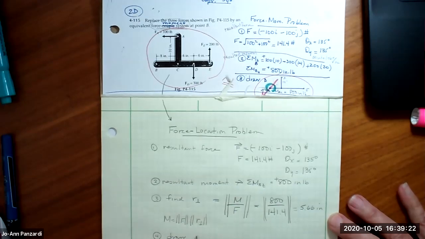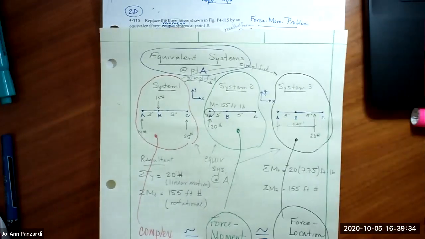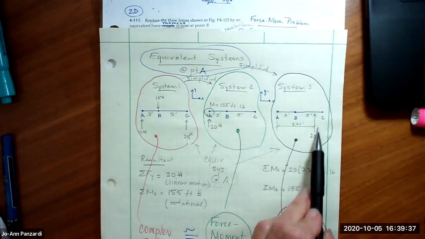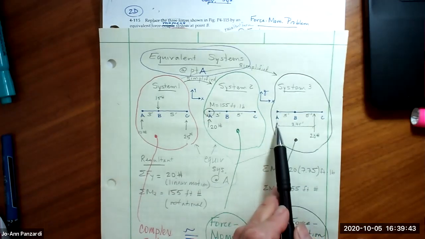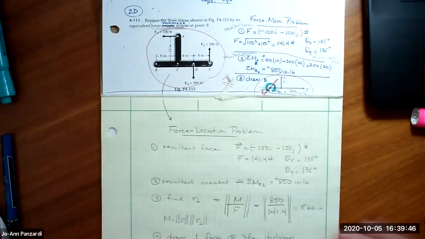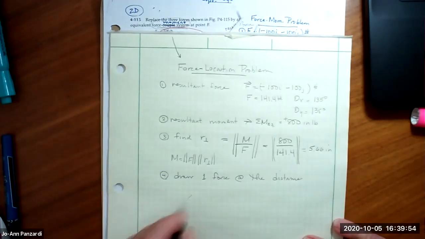The fourth step is you have to draw it. You have to draw the one force at the distance. So going back here, we have a force that's going in the y, and the perpendicular distance to point A was in the x, and the moment was about z. Here, our force is not in the x and y, it's in a combination of both. And we already said that the force goes down at a 45-degree angle. And the force is 141.4 pounds. So I'm going to draw my bracket.